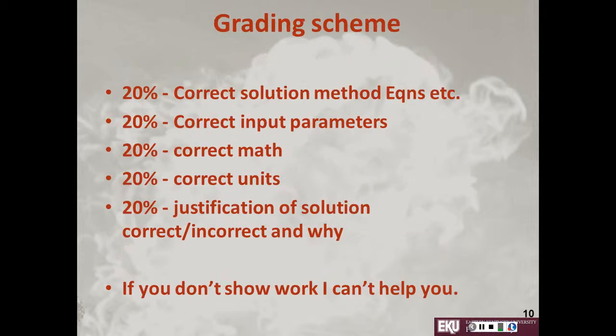Okay. Grading scheme. When we have these word problems, the answer is important, but the solution method is almost as important as the answer. So they're going to be graded in this way. You're going to have 20% if you use the correct solution method. If you use the correct input parameters, you're going to get 20%. If you do the correct math, you may have to manipulate the equations you're using or something else, you get 20%. Use the correct units, 20%. So if you get the right answer, but you write down the wrong units, you're going to lose 20%. And then 20% is going to be the justification of why your answer is correct.